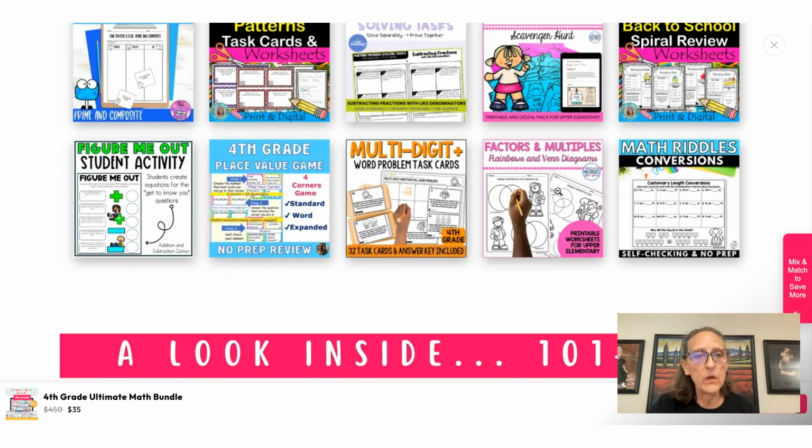So this one is also mine. This is factors and multiples, and it has printable worksheets. And the printable worksheets have Venn diagrams, and students will find common multiples, common factors for 2 or 3 different numbers and complete the Venn diagrams. And it also has word problems, which again are huge.